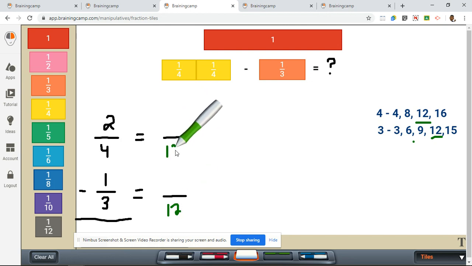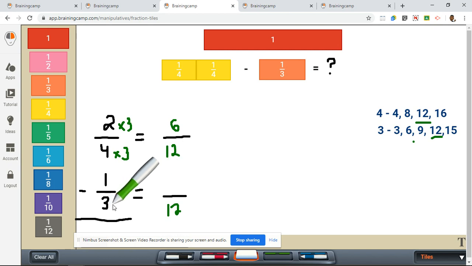Okay. Again, how can I get from 4 to 12? Well, I'm going to multiply the denominator and the numerator by 3. What you do to the bottom, you do to the top. So 2 times 3, of course, gives you 6. 4 times 3 gives you 12. So this is an equivalent fraction of 2/4.